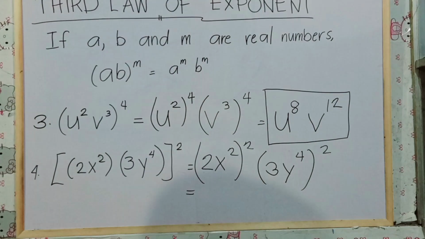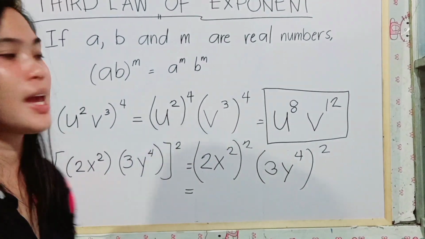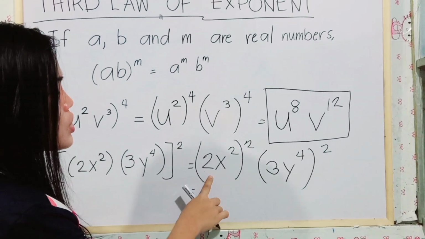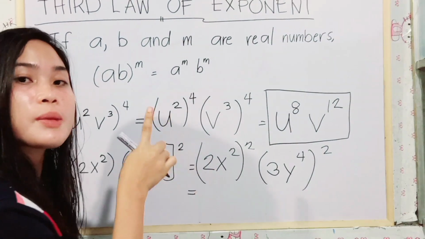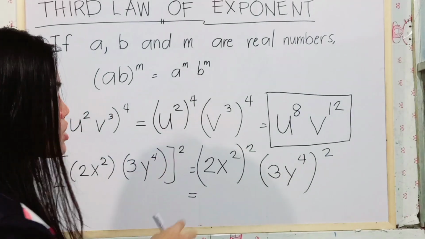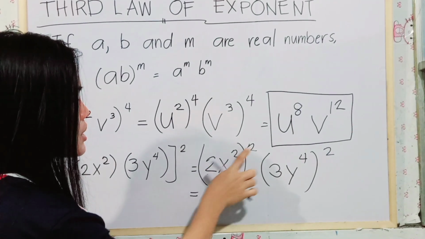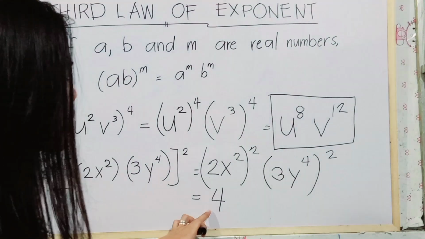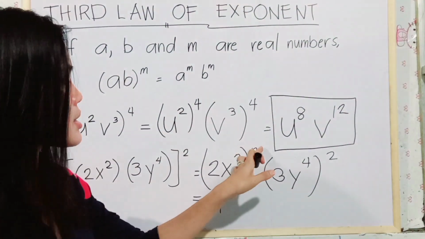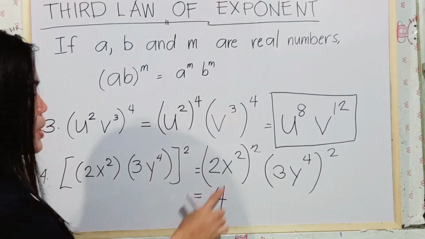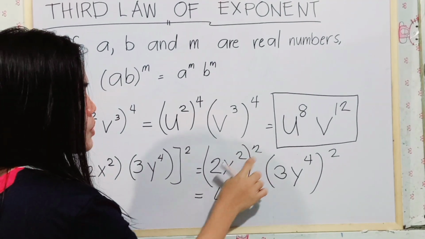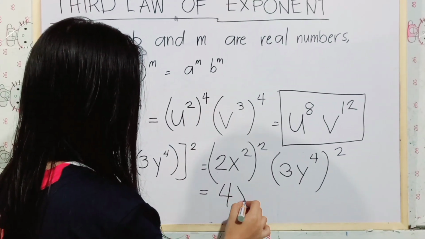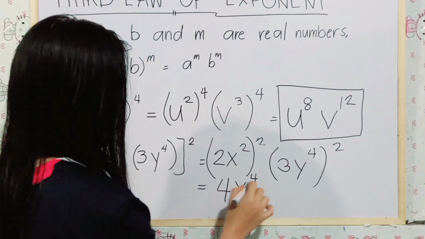Let's continue solving and simplify. 2 raised to the power of 2 means 2 times 2, so you multiply the 2 by itself twice. 2 times 2 is 4, because we square the 2. And then x: multiply the exponents, 2 times 2, the answer is 4.